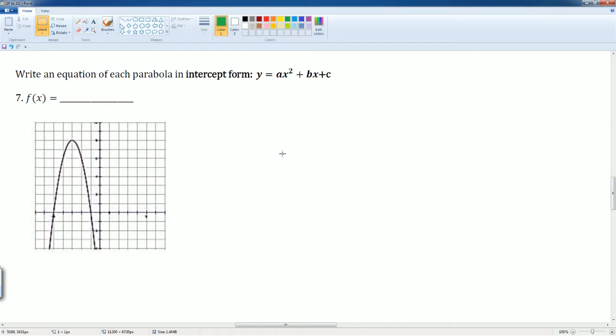For 7 and 8, we are asked to write the equation of the parabola in intercept form. This is very great because it's very straightforward if you can get the x-intercepts. So let's take a look here. Let's go and find the x-intercepts.